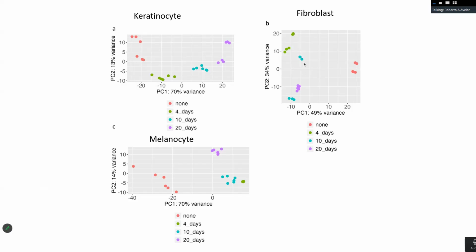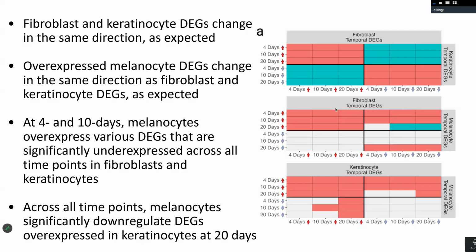The fibroblasts at 10 days had some cheeky samples, which were not clustering together. But by and large, the samples seem quite happy to cluster by time point. And we captured over 80% of the variance in the gene expression using the top two principal components as well. So we did the same thing.